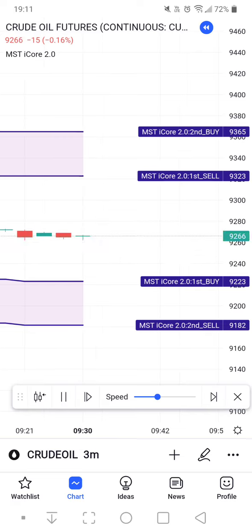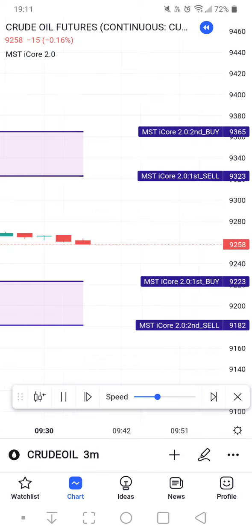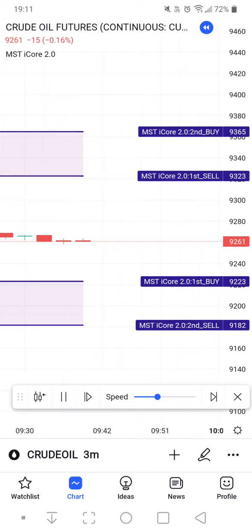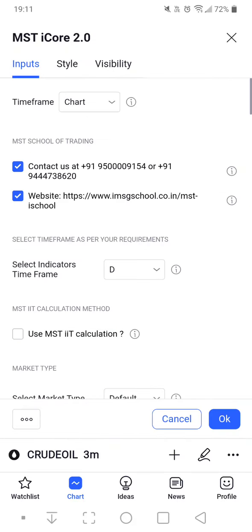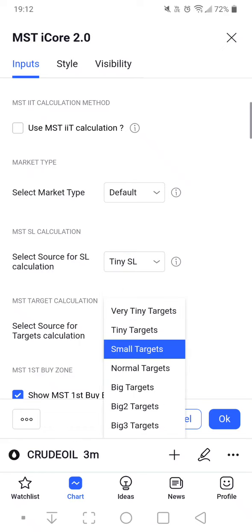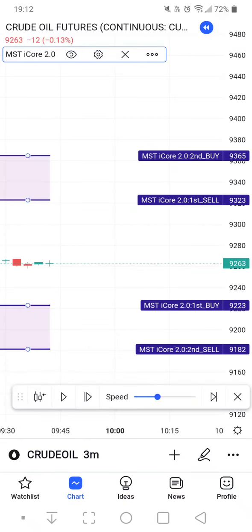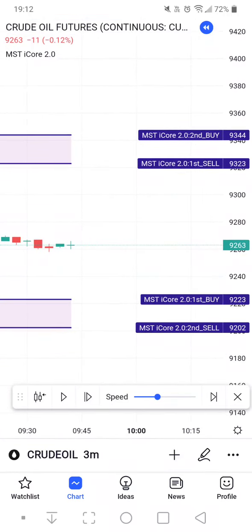When it comes to 9223, we will be buying. If it is going to 9323, we will be selling. Initially it will be with small stop loss and small target, but we don't want to lose more in the market. So let me keep it tiny stop loss and tiny targets. Per day 2000 to 3000 rupees, it is very easy to earn.